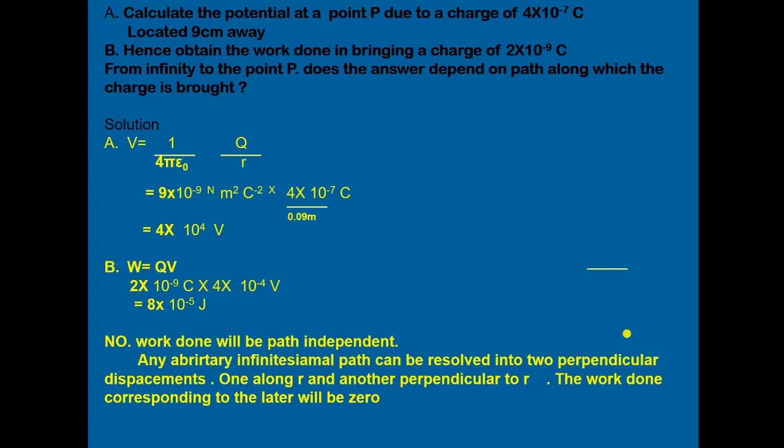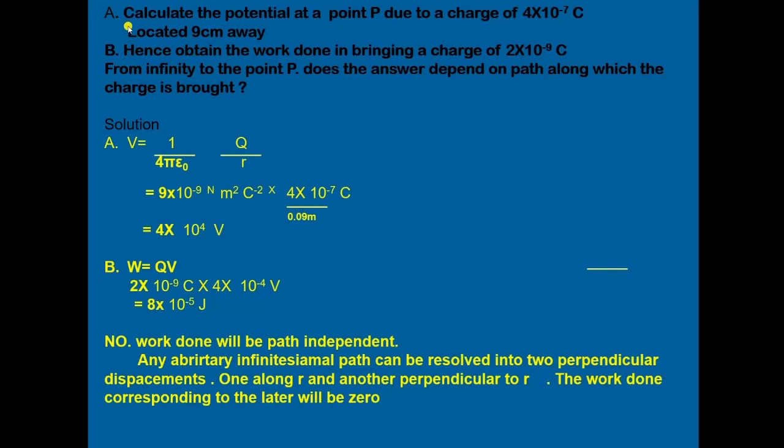Now we come to another numerical problem from the NCERT book. Calculate the potential at a point P due to the charge of 4 into 10 to the power of minus 7 coulomb located 9 centimeter away. And second part of this question is hence obtain the work done in bringing a charge of 2 into 10 to the power of minus 9 coulomb from infinity to the point P. Does the answer depend upon the path along which the charge is brought?